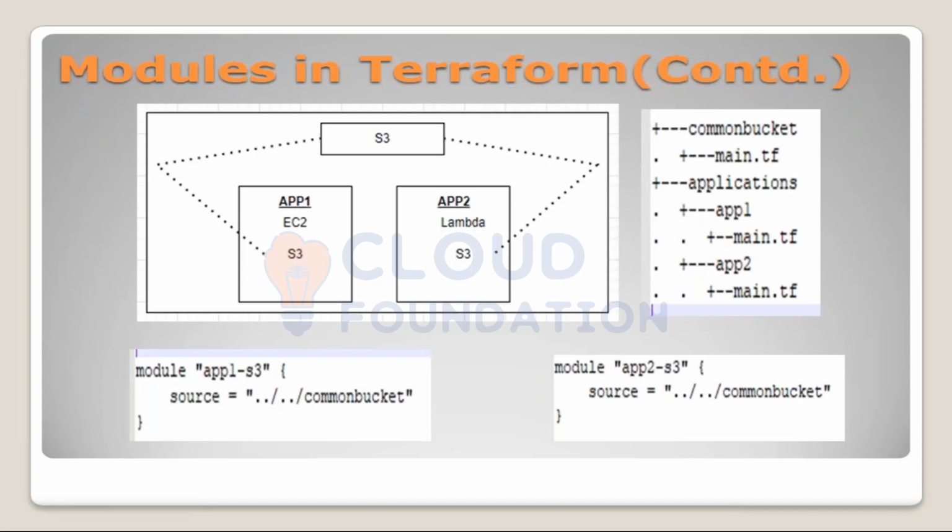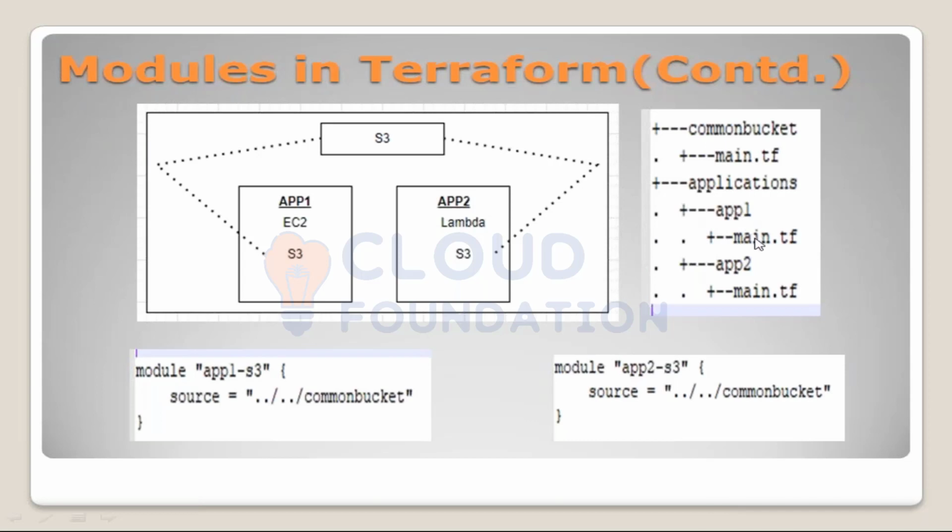And how do I refer to that? The syntax would be, inside the main.tf of app 1 and app 2, I will not be writing the resource definition. My resource definition would be inside the main.tf of the top level, the common bucket. Here what I'm going to write is something called a module, and I will put the source of the module to be this.